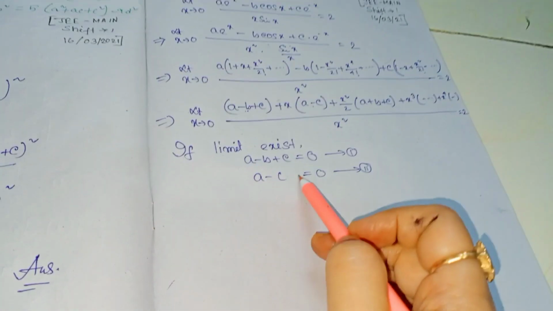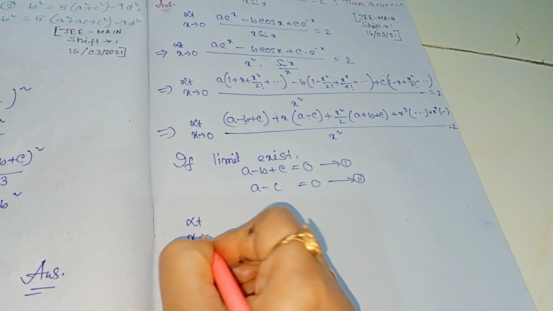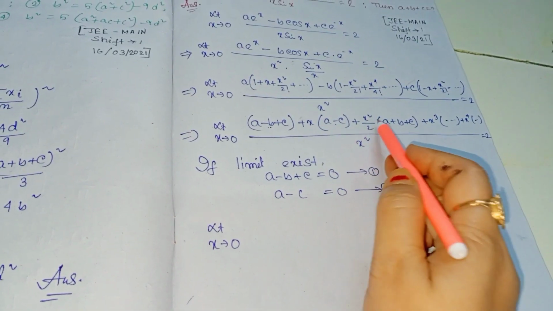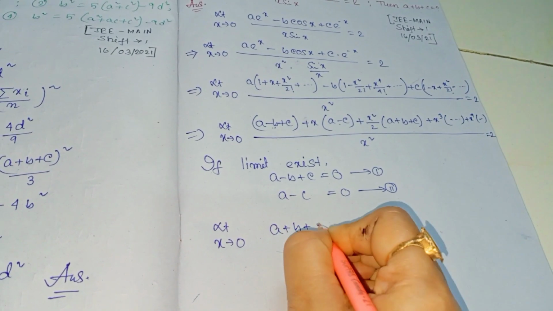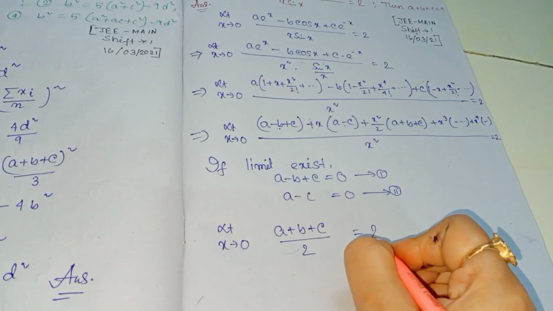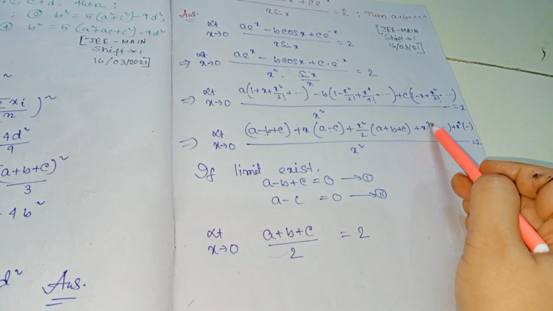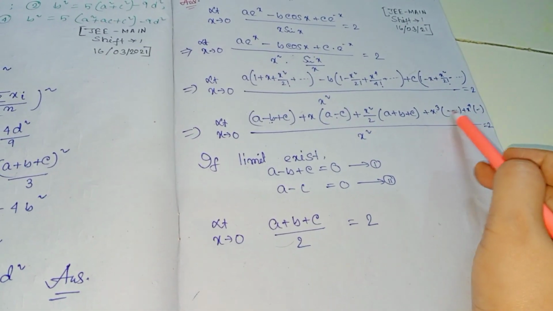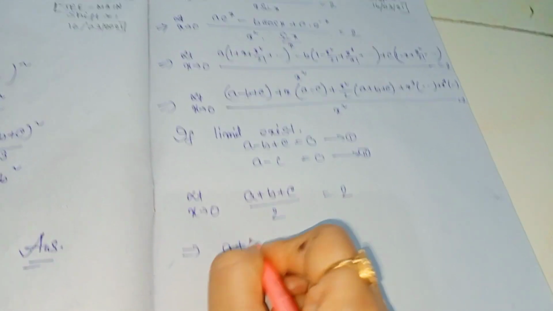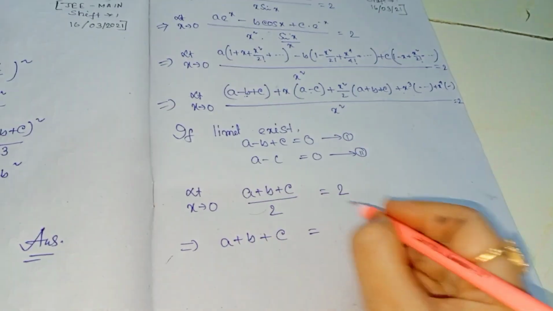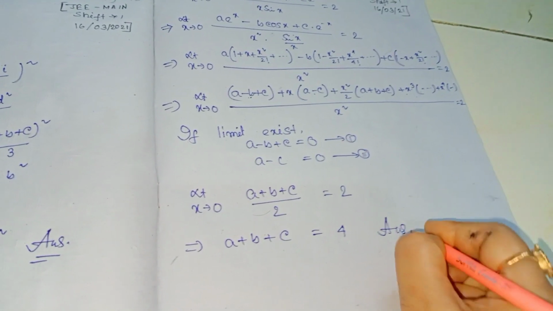So putting these two zeros, here we get limit x tends to 0. So x squared and x squared are cancelled off, so it is (a plus b plus c) by 2 is equal to 2, as we cancelled x squared with x cubed. So here we get x, and it is 0. These two are the zeros. So a plus b plus c is equal to 4. So this is our required answer.